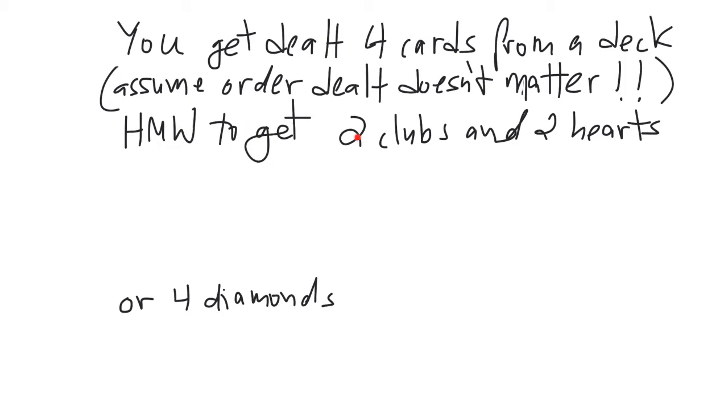How many ways are there to get in your 4 cards 2 clubs and 2 hearts? No matter which card got dealt when, your total hand is 2 clubs and 2 hearts. And then in the second part, how many ways are there to get the 2 clubs and the 2 hearts, or to get all 4 of your cards to be diamonds?